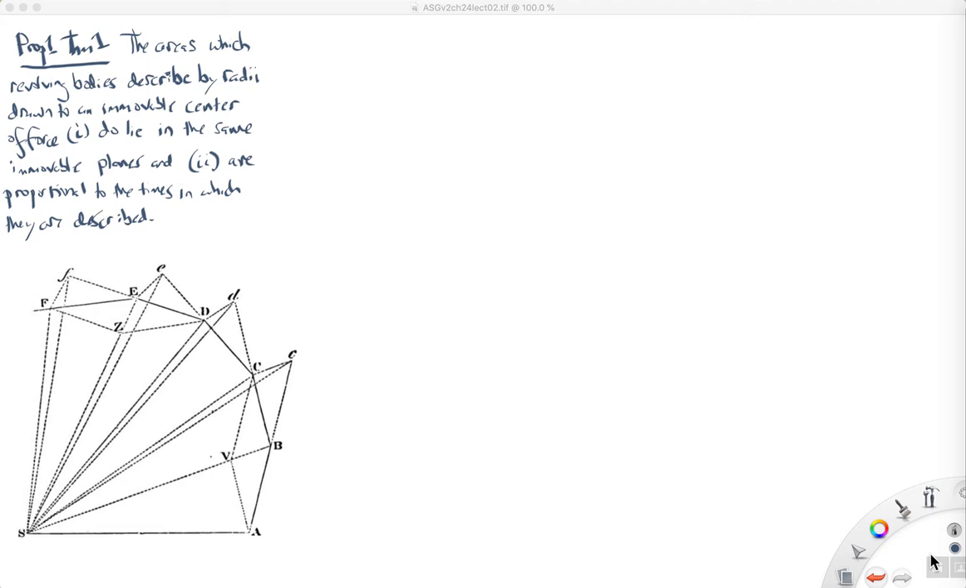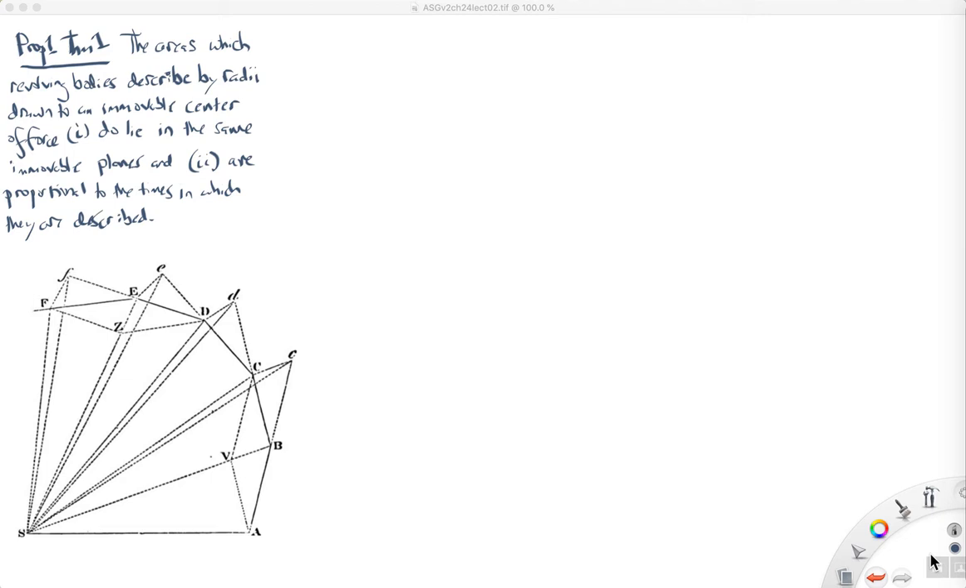Remember, Proposition 1, Theorem 1 claims that the areas which revolving bodies describe by radii drawn to an immovable center of force, first of all, lie in the same immovable planes, and second of all, are proportional to the times in which they are described. In my previous lecture, I explained point 1.